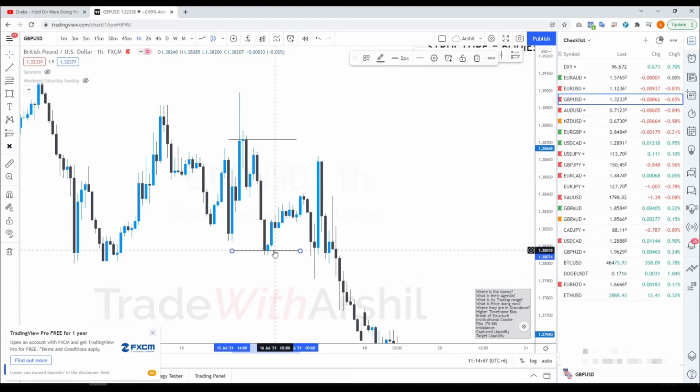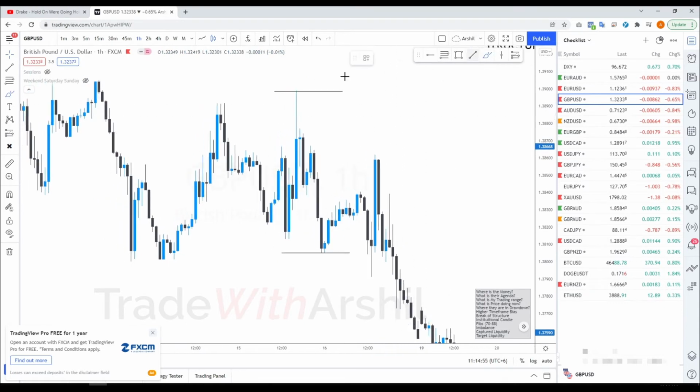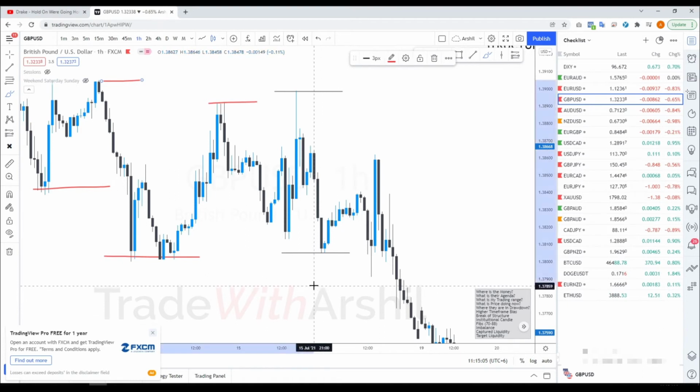However, what people who don't understand do is look at the wicks, like they look at this. Now this is a completely different thing. Now look at this. For example, we are bearish, right? We are bearish. Low, lower low, lower high. Here's a high, right? Lower high. Now we're expecting a lower low.